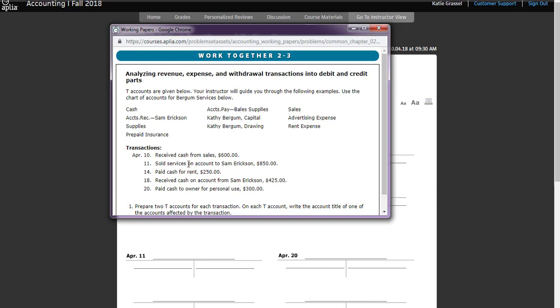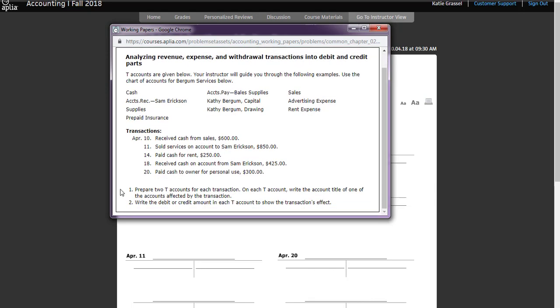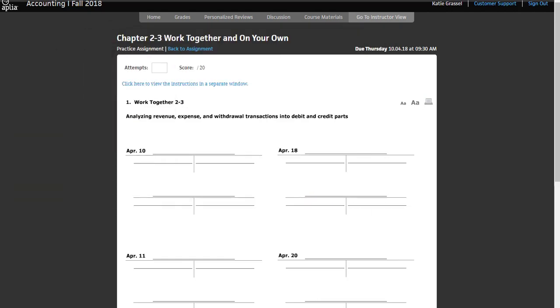So we have transactions April 10th to the 20th, and right there on the bottom it says, prepare two T accounts for each transaction. On each T account, write the account title of one of the accounts affected by the transaction, and then write the debit or credit amount on each T account to show the transaction effect. Remember, you must have a debit and a credit. You cannot just have two debits or two credits. You have to have one of each. And if you do that, it will keep your accounting equation in balance.